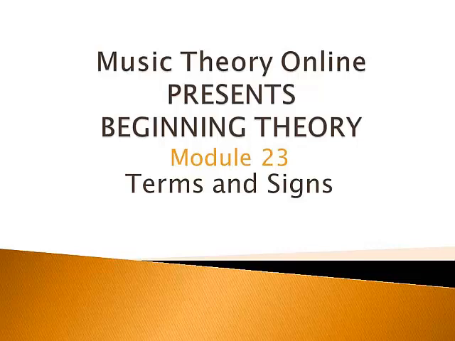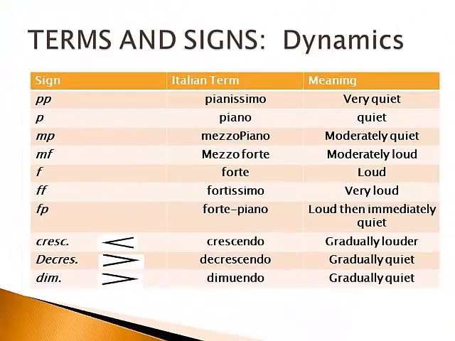Here we are in Module 22, which is the last module in the theory program. In this last module, we're going to look at terms and signs, and I'm hoping that you've already looked at these throughout the course because you've needed to answer these for some of the review tests. This slide is showing you the terms and signs for dynamics. I've put them on the slide here from the quietest to the loudest, and then other ones after that.